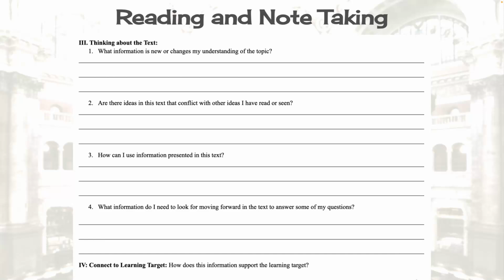Well, okay, so this is where you say, okay, we need to look at some of those conflicts and see if we can resolve them by corroborating, right? And number three, how can I use the information presented in this text? Hopefully you can use the information to build a project, write an essay, write a reflection, and of course answer questions on the test. Number four, what information do I need to look for moving forward in the text to answer some of my questions? Again, if you are like, well, I'm not so sure what this section was about or how this relates to the bigger topic of study, that's where you need to say on question 4, this is what I need to look for in the future.